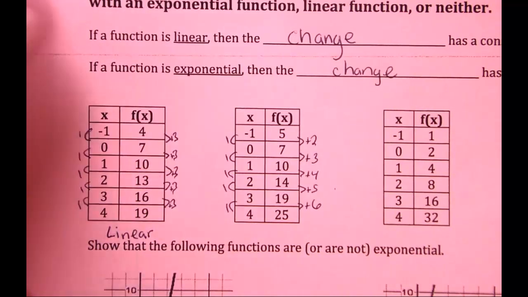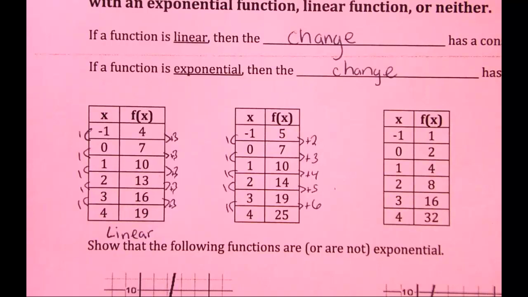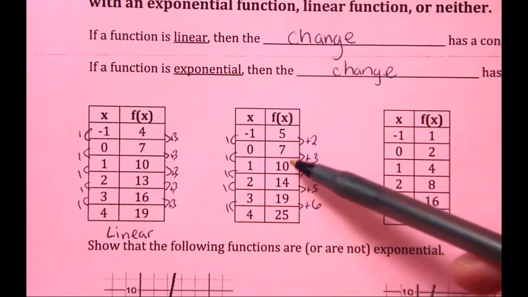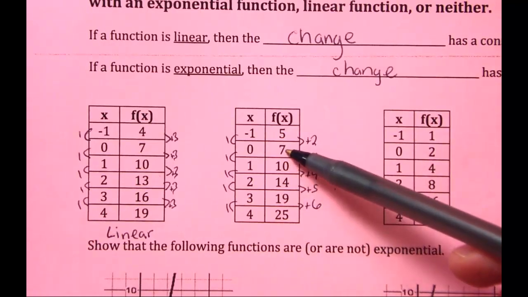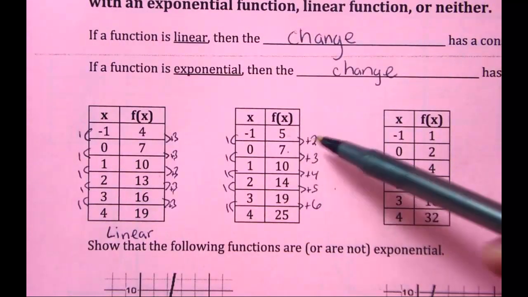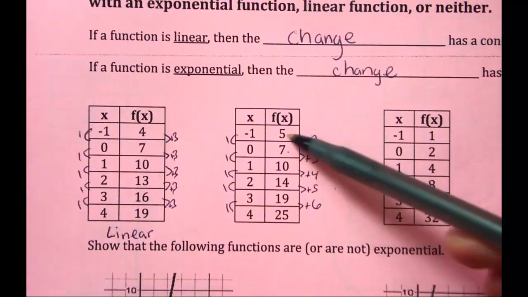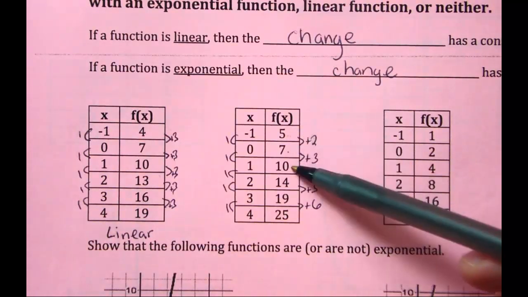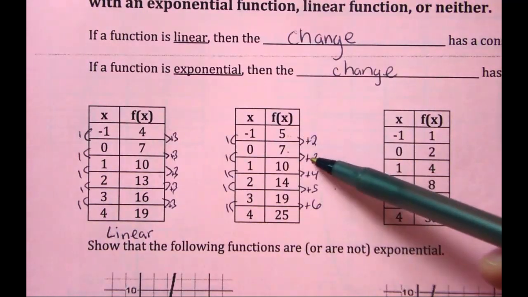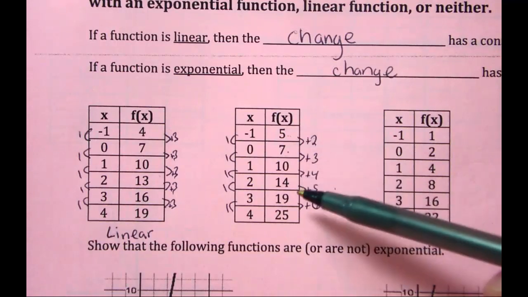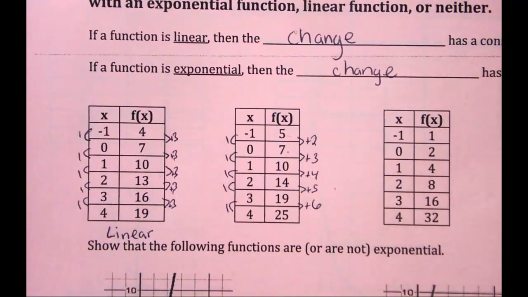Now let's try multiplying. So to find a multiplier, just like if we weren't sure what to add by, we'd take the 7 and subtract 5. You take the one below minus the one above, and it would give you this 2. 7 minus 5 gives you the 2. 10 minus 7 gives you the 3. We can do that same thing, but instead of subtracting, we're going to divide. So I'm going to use my calculator over here.